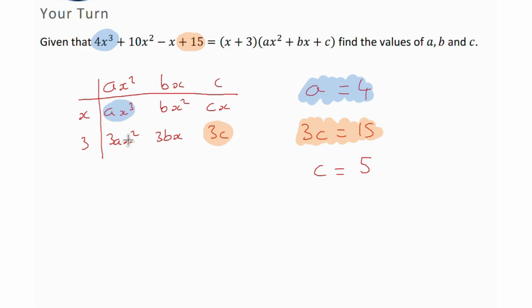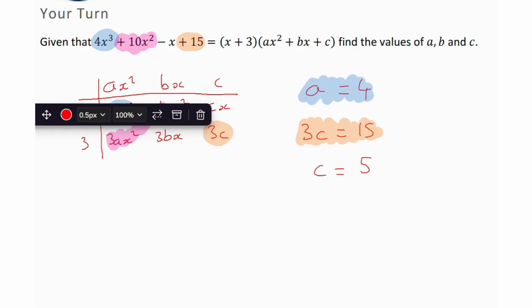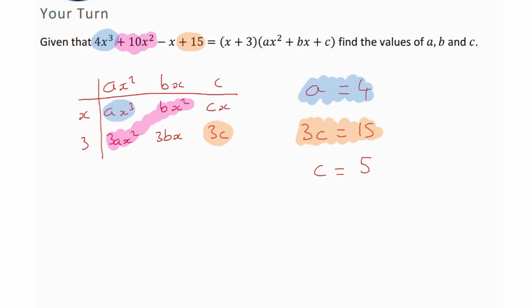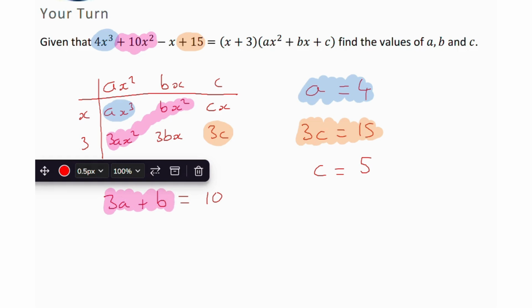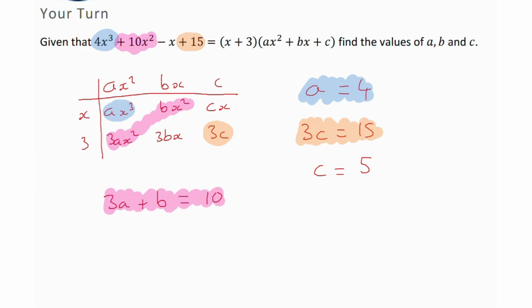I can choose either one of the remaining ones to do b. I'm going to do the x squareds, plus 10x squareds, and I know that that has to be equal to those number of x squareds, which means 3a plus b has to be equal to 10. Given that we already know a is equal to 4, that means we have 12 plus b is equal to 10, which means b is equal to -2.